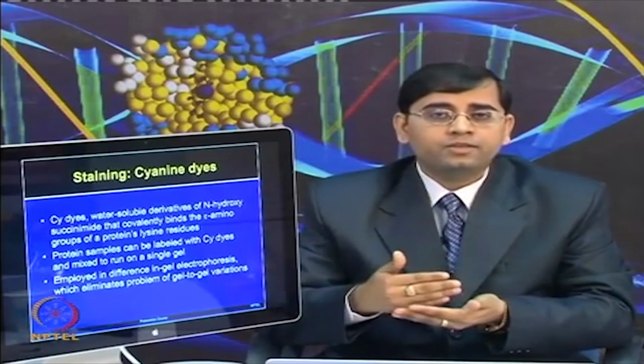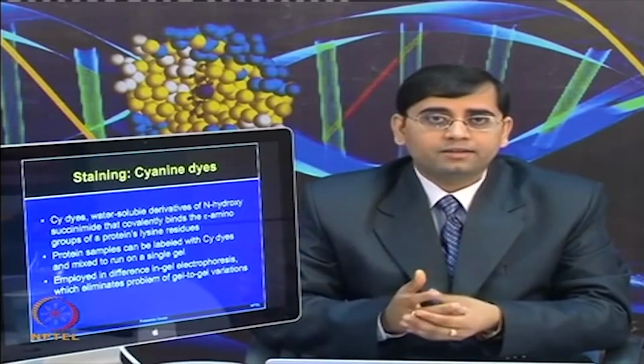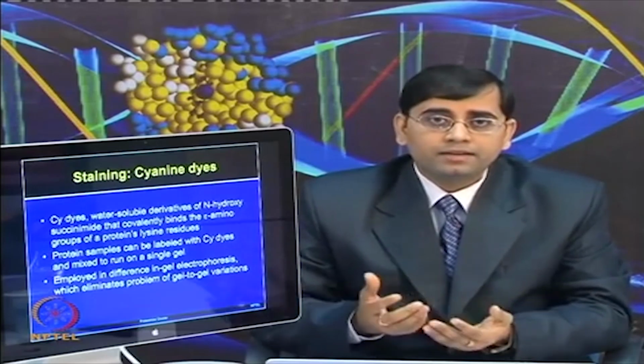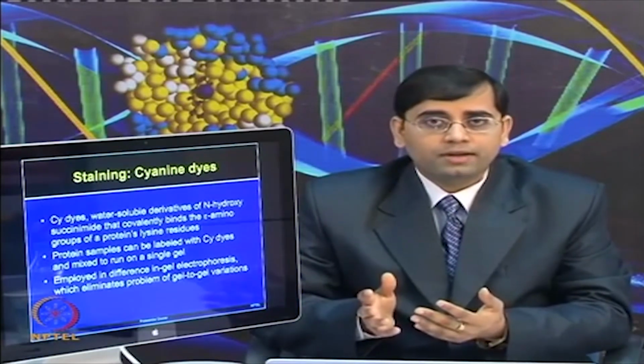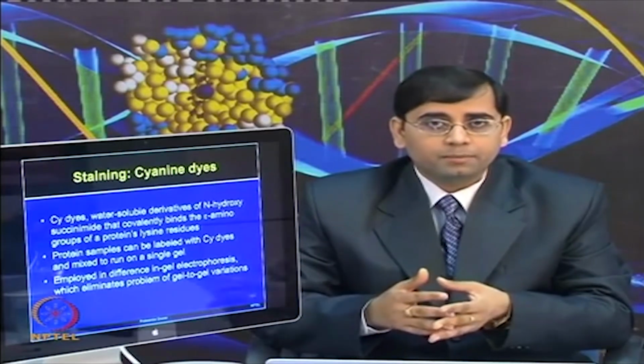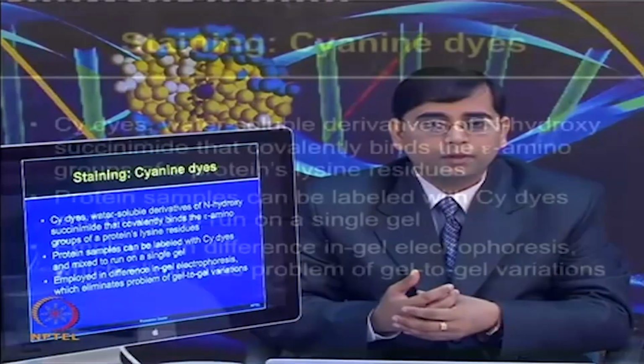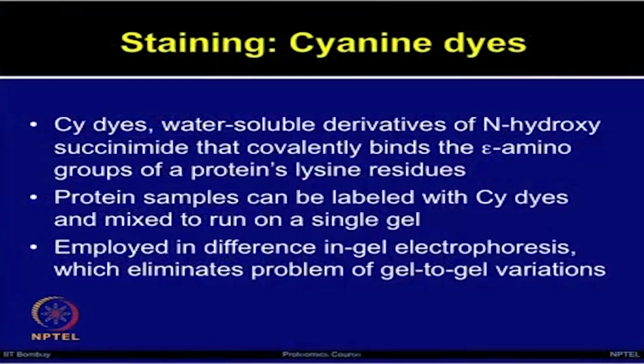Now, when you are separating everything in one gel and just changing the fluorescence scanning parameter, there is no variation overall, and at the end you can obtain from the same gel 3 different images based on the emission fluorescence spectra. So, this method is employed in difference in gel electrophoresis, which is one of the very advanced forms of 2-dimensional electrophoresis, and it eliminates many gel to gel variation problems.